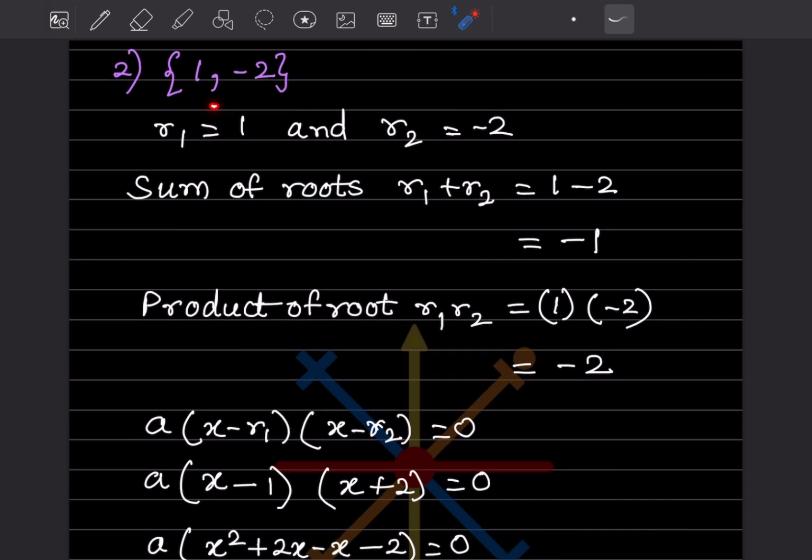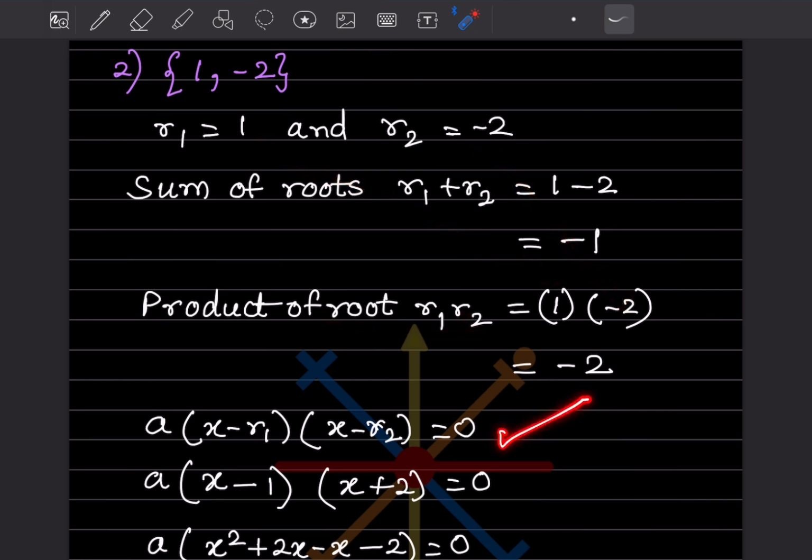Again it is given 1 and minus 2. So this is r1 and this is r2 given over here. Sum of roots means r1 plus r2. You add this one, so that will be minus 1. Product of roots means r1 into r2. You will multiply this one, that will be minus 2.